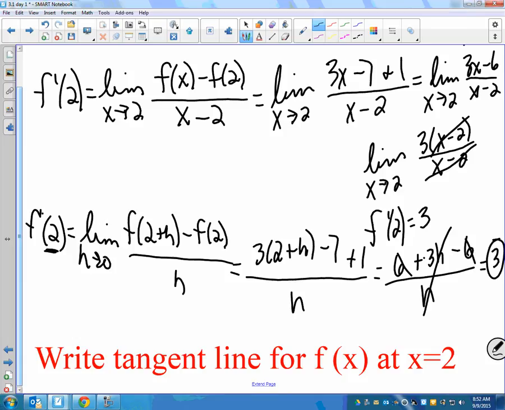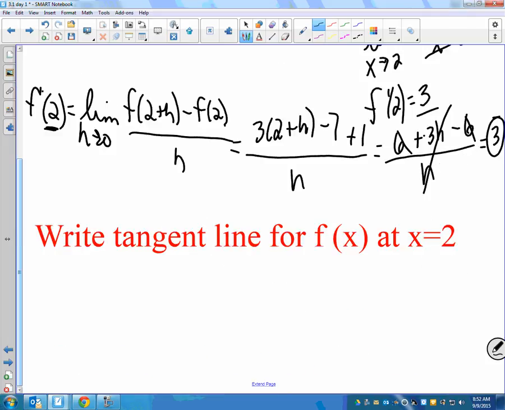If I said find the tangent line, normal line is a reciprocal. Tangent line, we're going to use the slope we got. And remember, for a tangent line, you just need a point and you need a slope. Well, the slope is now the derivative, right? So we know that that is 3.